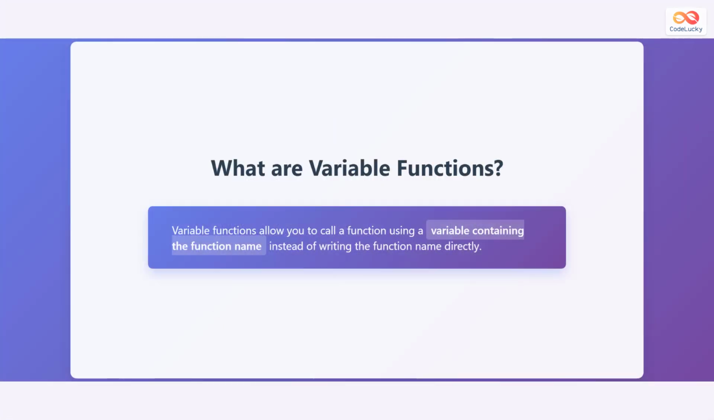So, what exactly are variable functions? Variable functions enable you to call a function by using a variable that holds the function's name, instead of directly typing out the function's name in your code. This provides a flexible way to determine which function to execute at runtime.